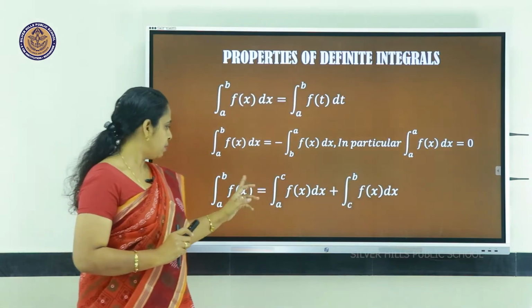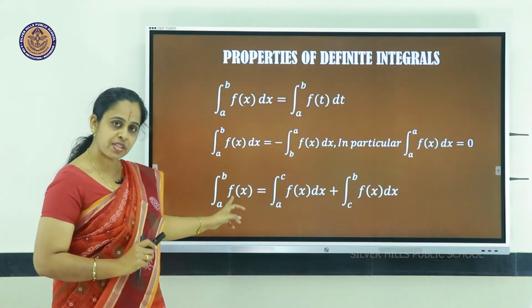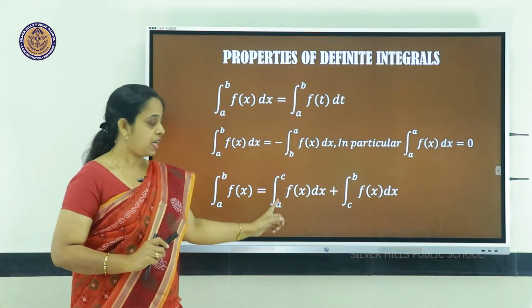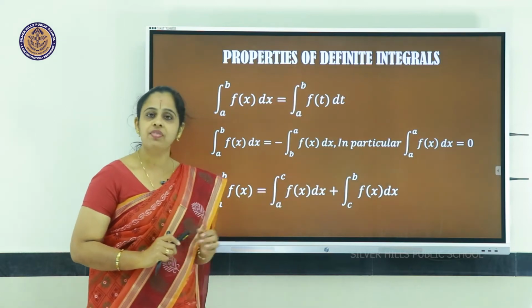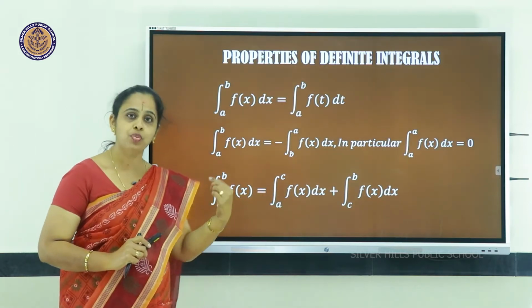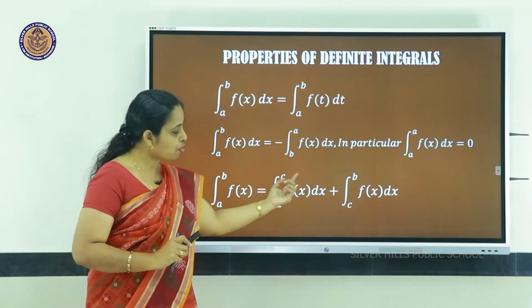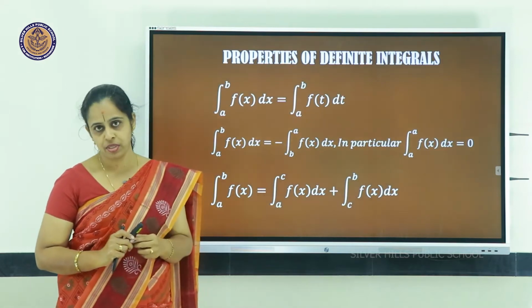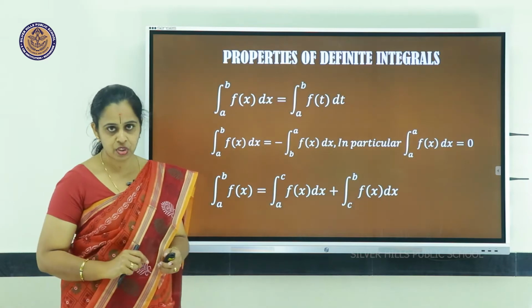Then, property number 3: integral a to b f(x) dx is split into two integrals, a to c f(x) dx and integral c to b f(x) dx, where c lies between a and b. We can split this into more than 2. When the problem comes, we shall discuss it. This result is useful in doing modulus functions.